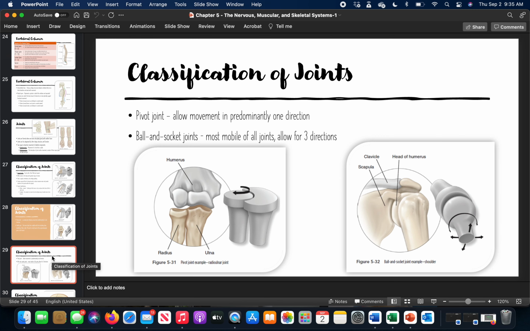Other ones, pivot joints, you might see a pivot joint located, again, with that radius and ulna, and that pivot joint allows for one direction, and typically it's more of that rotational piece. And then ball and socket, you're most mobile, that provides the most range of motion. The shoulder has more range of motion because it can go in multiple directions, whereas your hip has a little bit less range of motion simply because it basically will have more musculature that gets in the way. So, that's what we're working on there.